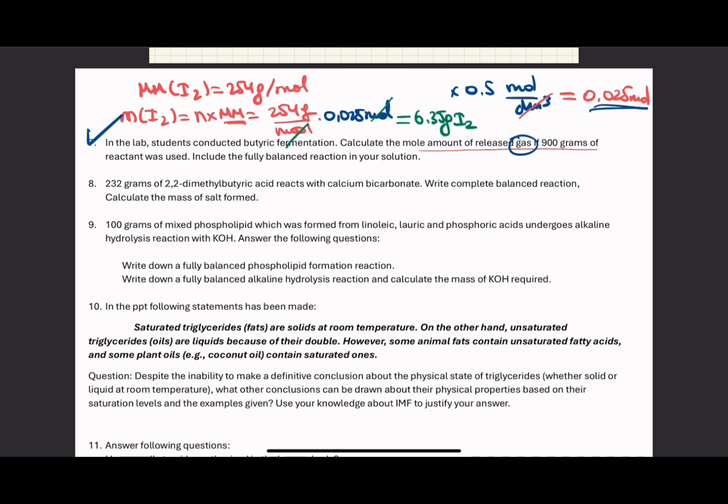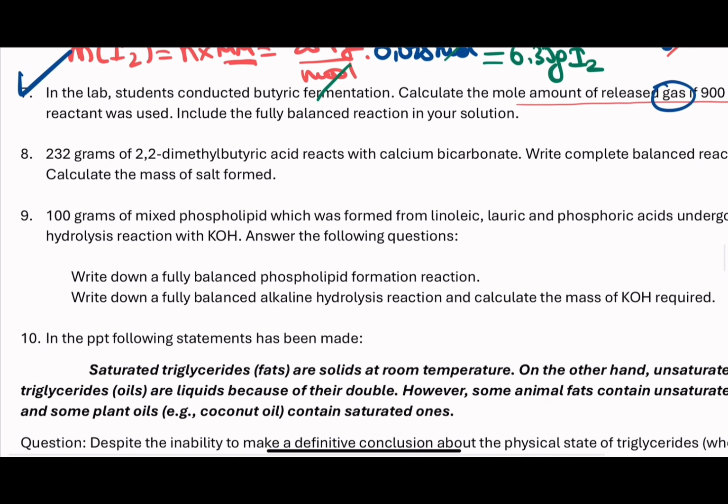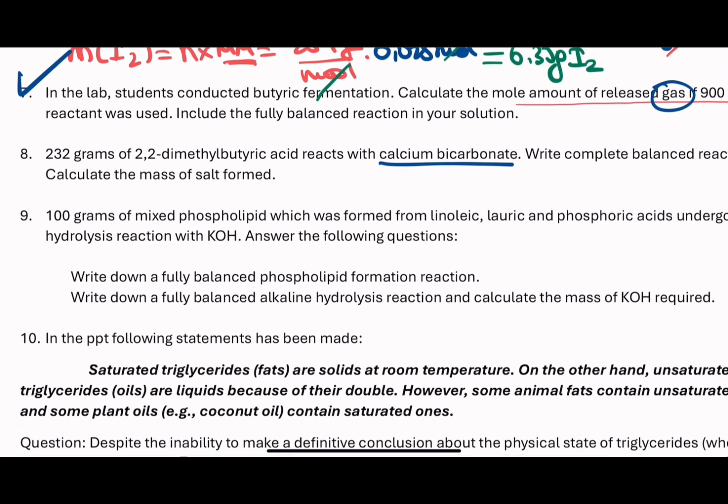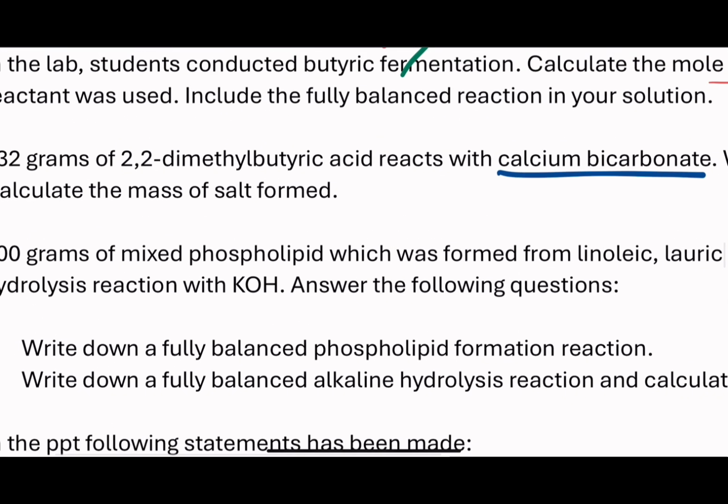We're moving into question 8. It says 232 grams of 2,2-dimethyl butyric acid reacts with calcium bicarbonate. Write the complete balanced reaction and calculate the mass of salt formed. First of all, we need to take a look at this. We have 2,2-dimethyl butyric acid. Butyric means 4 carbons, right? And then 2,2-dimethyl means 2 methyl groups, each one is 1 carbon. So altogether we have 6 carbons.